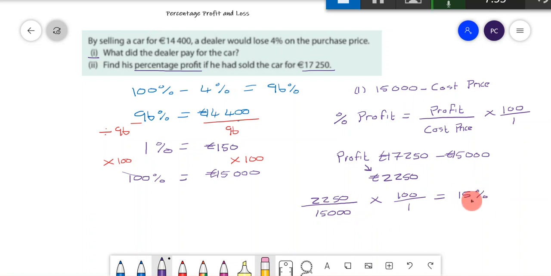So 15%, that is your answer to part 2. If he was to sell the car for 17,250, he would make a profit of 15%. So that's a typical percentage profit and loss type question that you can be asked in the higher level Junior Cert paper.